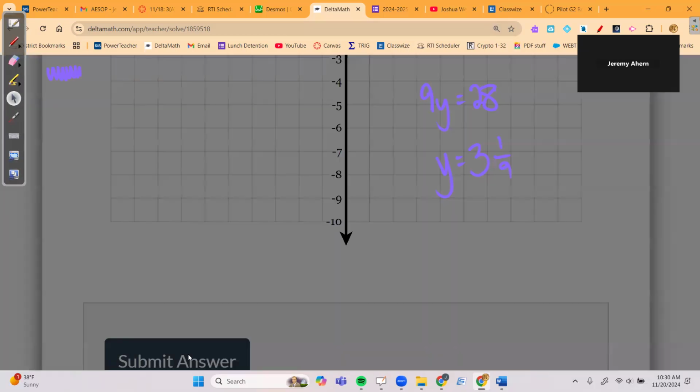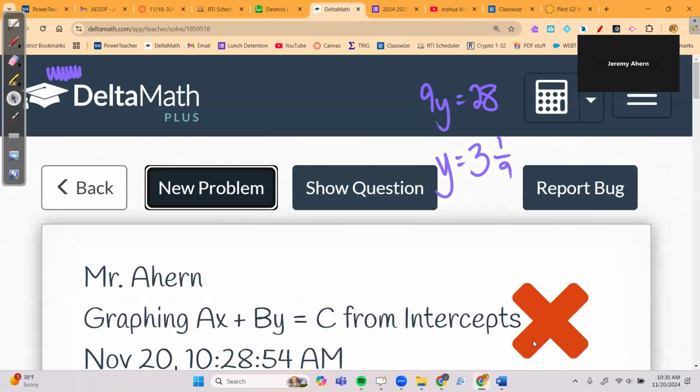So if I submit this, I hope it marks it wrong. Good. It's going to judge you on just common sense. Are you close to where you should be? For 1/9, I should have pulled it down. It's going to need it to be above 3, but just by a little bit, right? So that's what we're going to practice today. Do you guys have any questions about that?